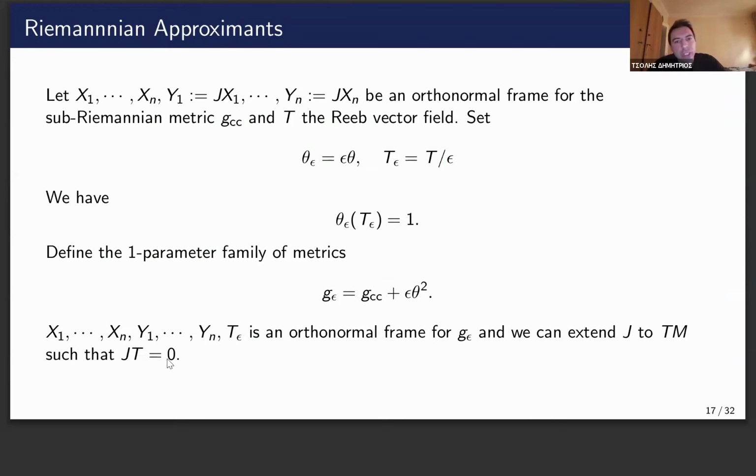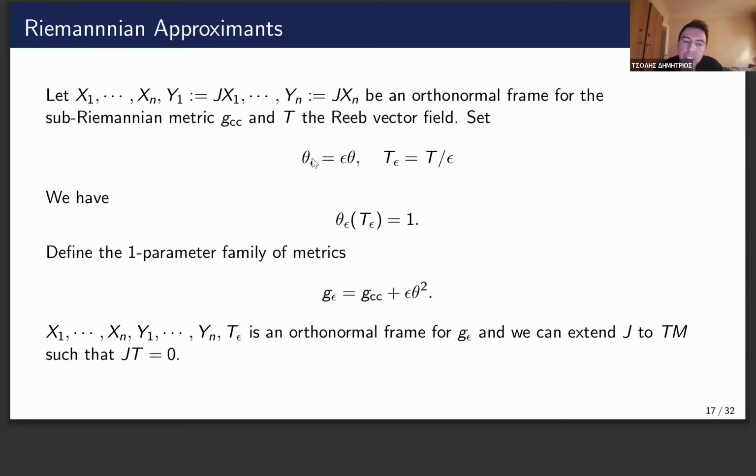Okay, now we will study a very useful technique to study Sub-Riemannian manifolds. This is called the Riemannian approximant method. The idea is that we take the Sub-Riemannian metric, which is defined only on the horizontal distribution, and we extend it into a family of metrics which are Riemannian, and then we can study those metrics and use techniques from Riemannian geometry, and then just take the limit and go back to the Sub-Riemannian. So here's how we do this.